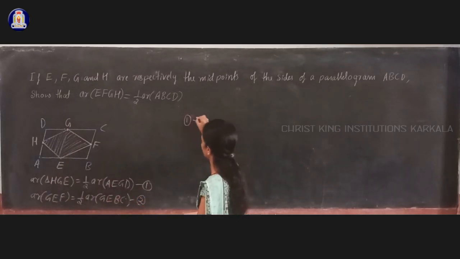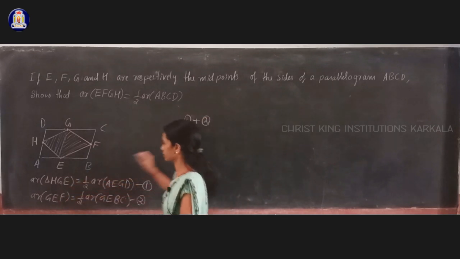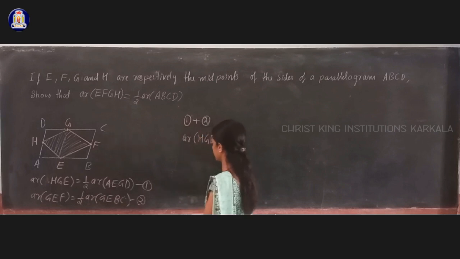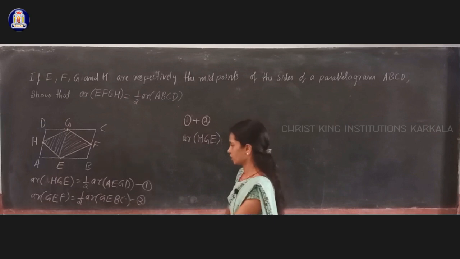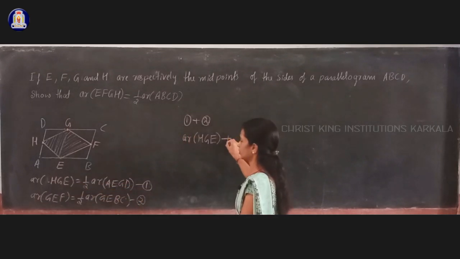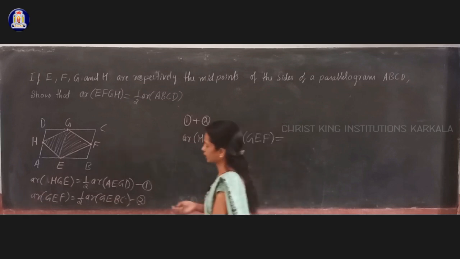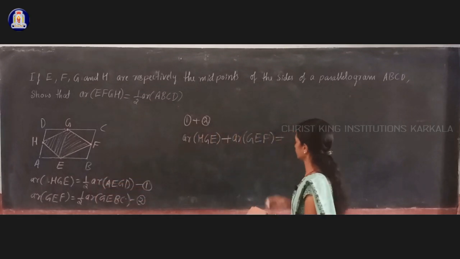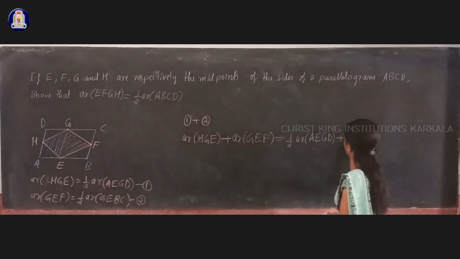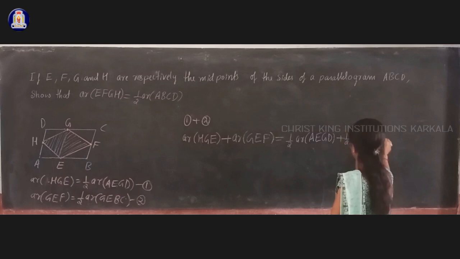So adding 1 and 2, what do we get? Equation 1 plus equation 2, left side plus left side, that is area of HGE plus area of GEF, and that is equal to the right side plus the right side. That gives you half the area of AEGD plus the right side of equation 2, that is half into area of GEBC.